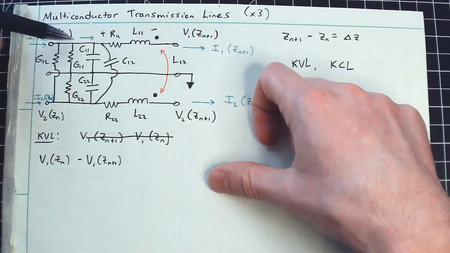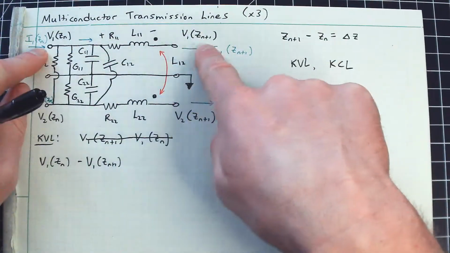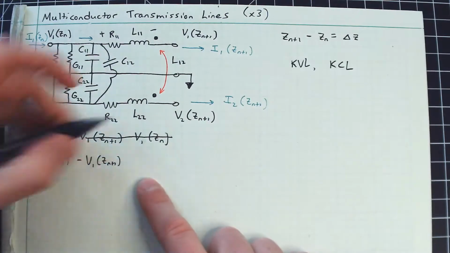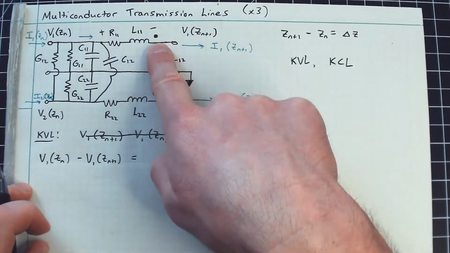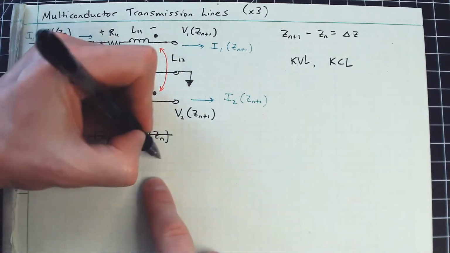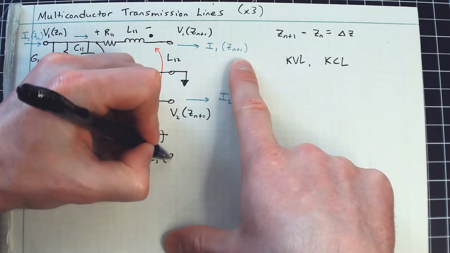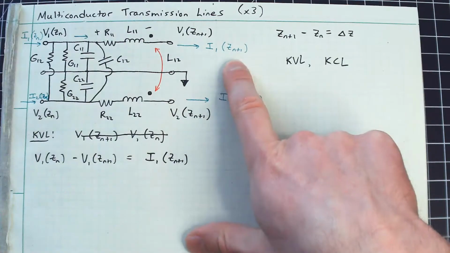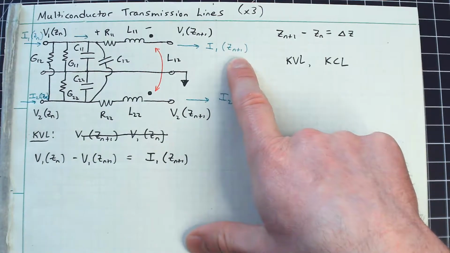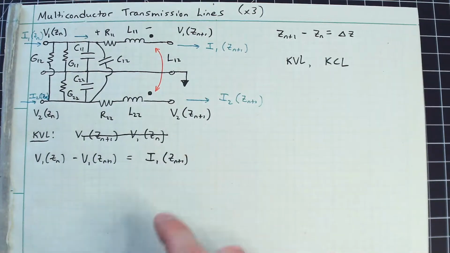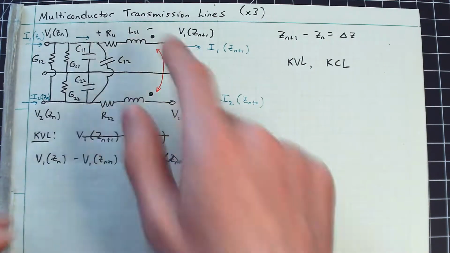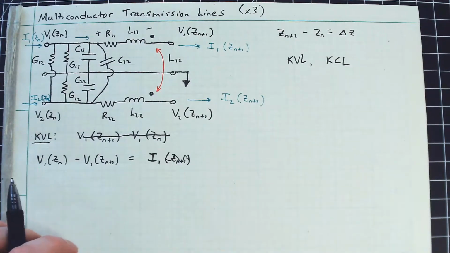So you imagine the current going this way, meaning this is the higher voltage and this is the lower here. And that voltage drop is just going to follow Ohm's law here. So I'm going to have this current, I1, and it's going to be at z sub n plus 1. Now, keeping track of these positions is going to get a little tedious, so I'm just going to stop writing down the actual position. It's going to be pretty strongly implied from the context.